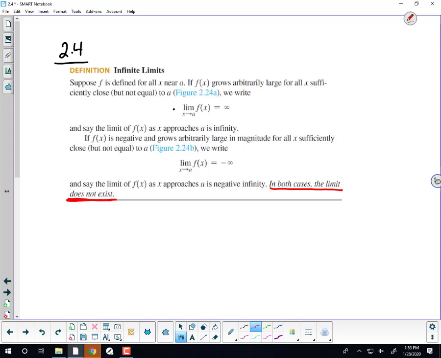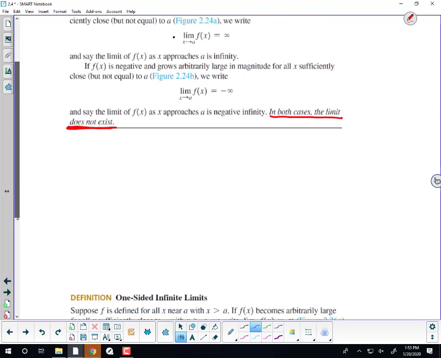Okay, so these limits don't exist. But they do describe, the definition, they do describe vertical asymptotes.